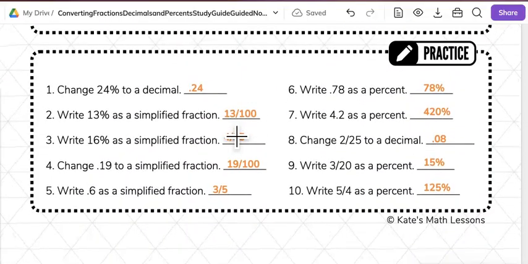Okay, so here are your answers for those problems. So if you have 24% to a decimal, it's 0.24. Right, 13% as a simplified fraction is 13 over 100, okay? So you can go and check those, and if you have any questions about those, you can go ahead and ask your teacher, and they will help you figure out how to do them.